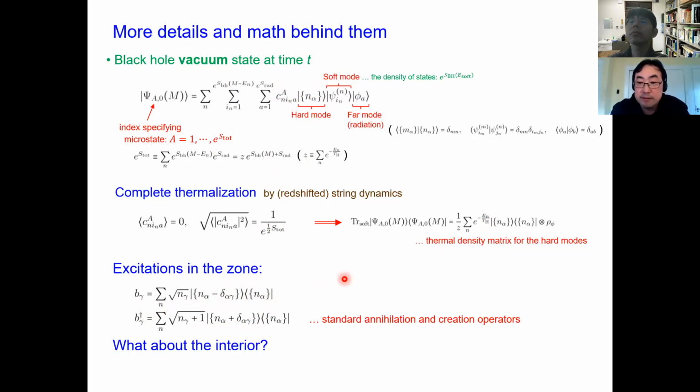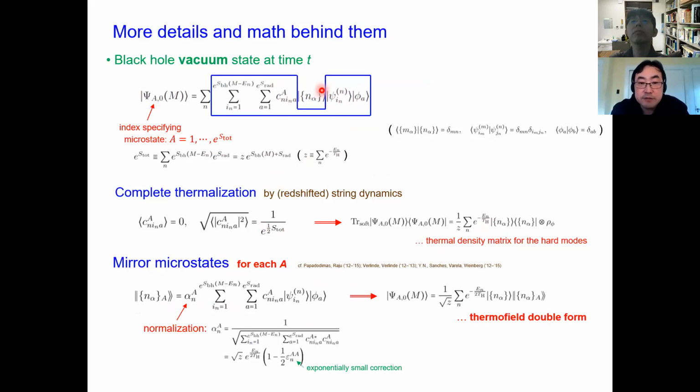But what about the interior? Now it's focused on this piece. This piece is entangled with hard mode states n. N is again a collection of occupation numbers for all possible hard mode alpha. So that's entangled with this combination.